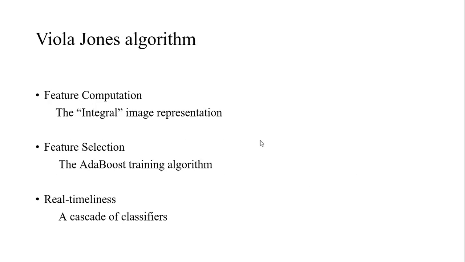The Viola-Jones algorithm is one such algorithm that addresses the previously mentioned issues. It uses something called the integral image representation to solve the problem of feature computation. The AdaBoost training algorithm, also called the adaptive boost training algorithm, solves the problem of feature selection, whereas the cascade of classifiers takes care of real timeliness issues.